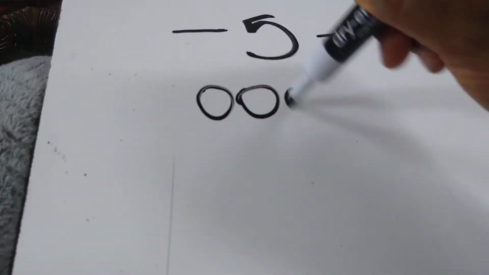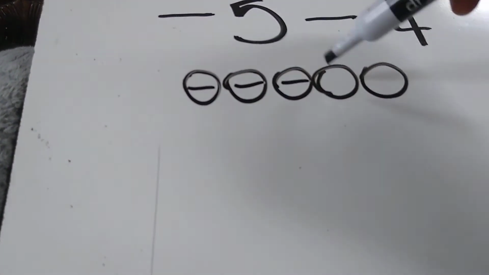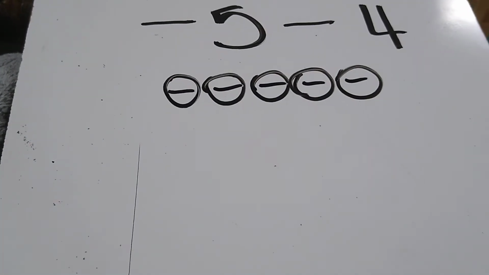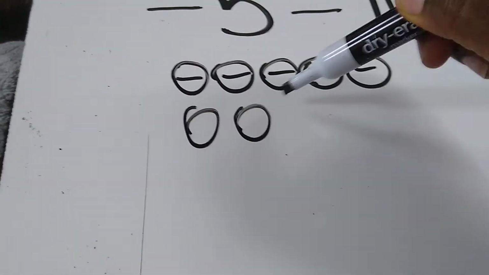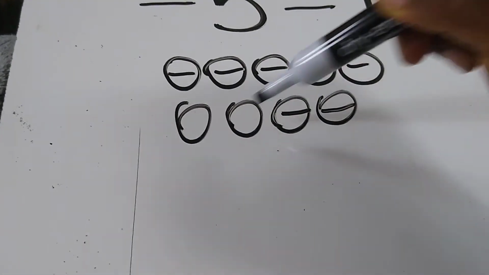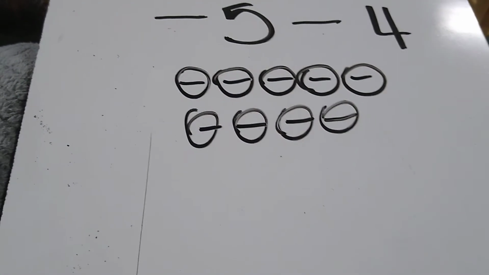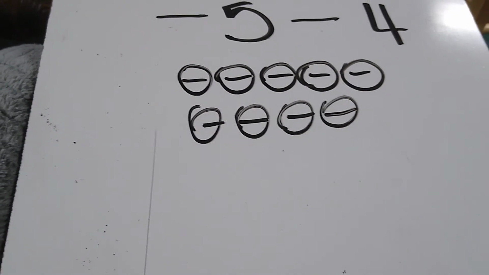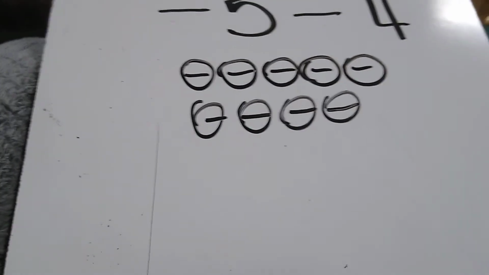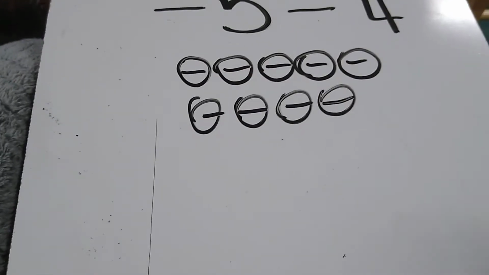So I'm going to draw 5 circles. 1, 2, 3, 4, 5. And I'm going to indicate the negative inside of my circles. And then I have 4 is negative. So I'm going to also indicate 1, 2, 3, 4. Guess what? I hope you notice we don't have any positive. So the mere fact that I do not have any positive, that means I can't cancel anything. So all I got to do is just count to see how many circles I have. That's all I have to do at this stage.